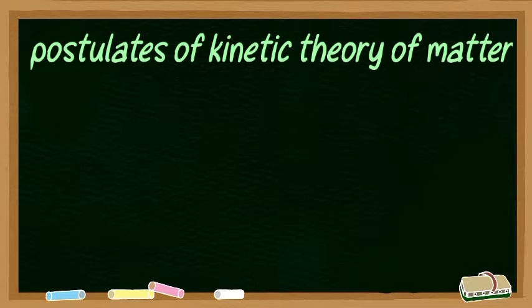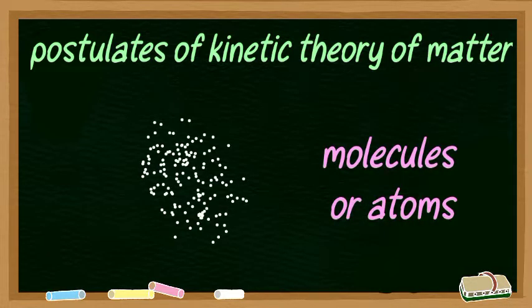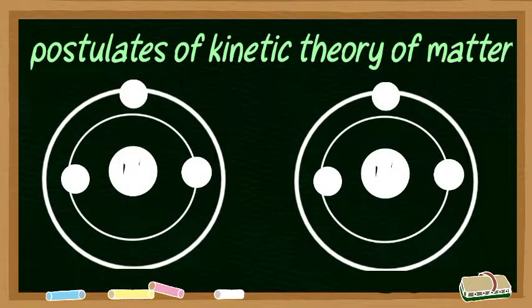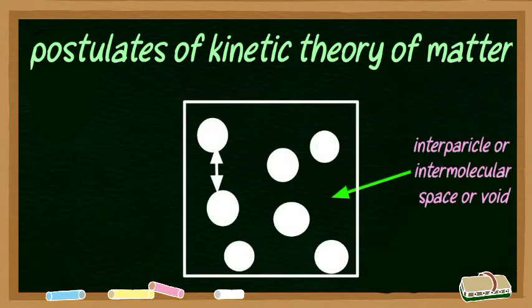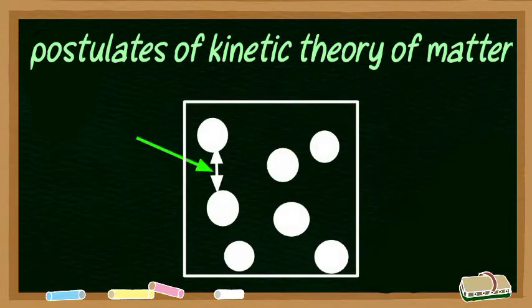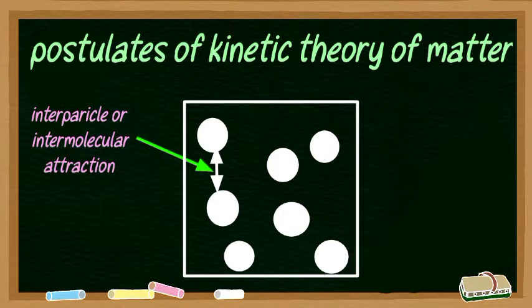The matter is made up of very, very small particles called atoms. The constituent particles of a particular element are identical in all respects. The particles of matter have spaces between them. The spaces between the particles are called interparticle or intermolecular space, also called void. The particles of matter attract one another with a force called the interparticle or intermolecular force of attraction. This force holds the particles together.